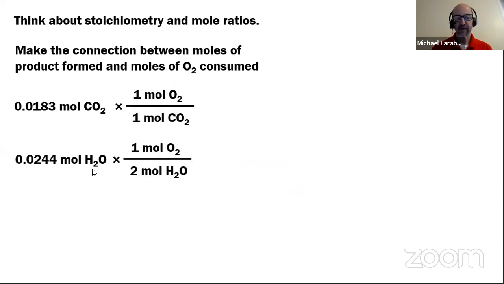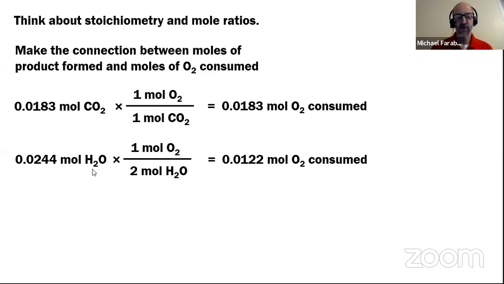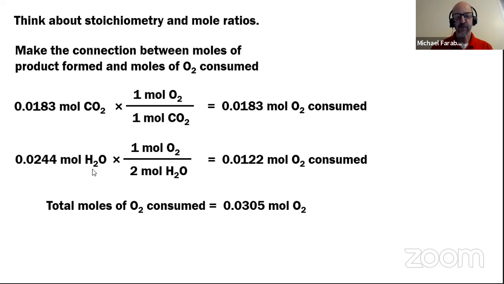And I come up with 0.0183. That's how many moles of oxygen was consumed to produce the CO2. And then because I'm dividing by 2, I get 0.0122. That's how many moles of oxygen would be consumed from just that portion to produce the water. I can add these together. So 0.0183 plus 0.0122. That means the total number of moles consumed to produce these products, CO2 and H2O separately, and then just add them together, is 0.0305.